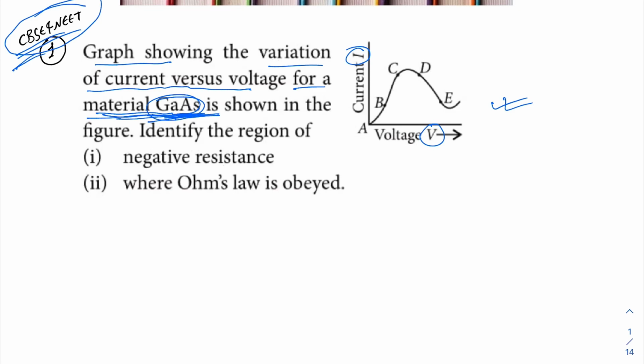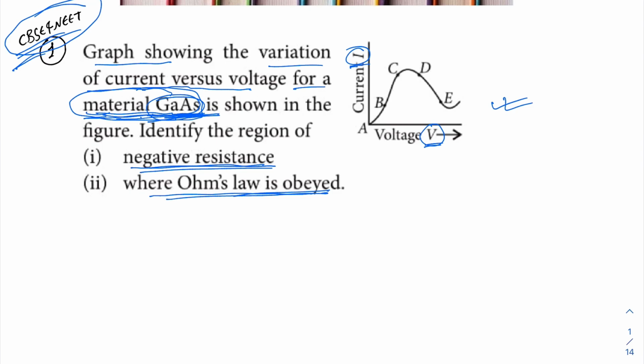Okay, it is given here. Gallium arsenide is a semiconductor device, and it has characteristics like this one. In gallium arsenide, it is a non-ohmic characteristic. We already saw this one. Now in this question they are asking, given the current I versus voltage, we have to find the negative resistance region, and the region where Ohm's law is obeyed.